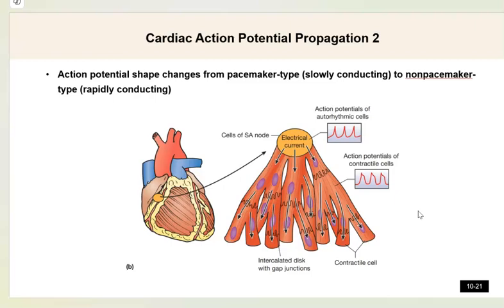When we're talking about the non-pacemaker type action potential, they just race through these contractile cells with this intercalated disc and the gap junctions. I mean, that makes sense. Within the split of a second, we can conduct an impulse all the way through these non-pacemaker type cells.